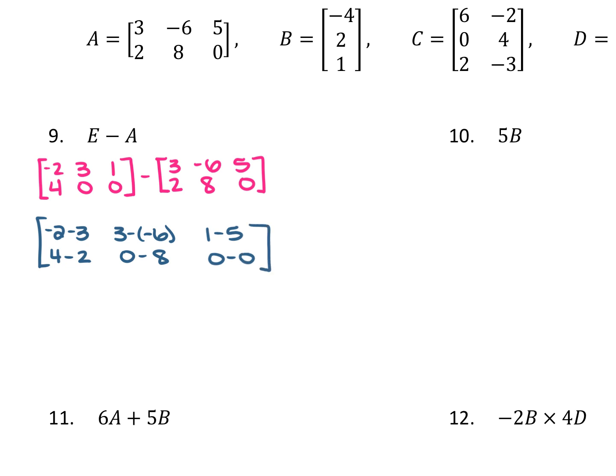So from here, you're just going to simplify. So that -2 minus 3 gives you -5. Then 3 minus -6 turns into 3 plus 6. So that's 9. Then 1 minus 5 gives you -4. 4 minus 2 is 2. 0 minus 8 is -8. And 0 minus 0 is 0.